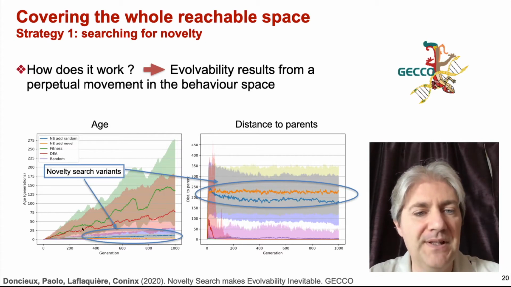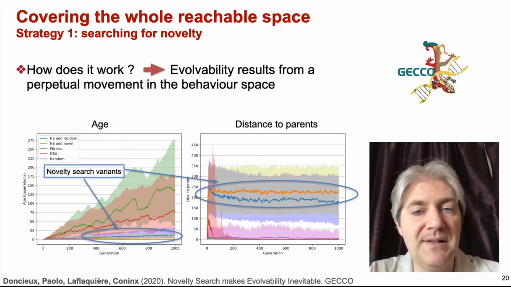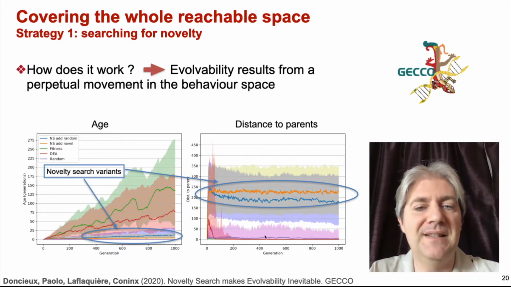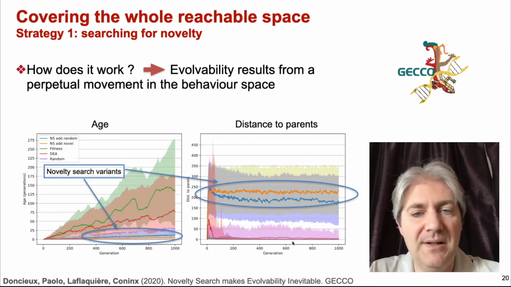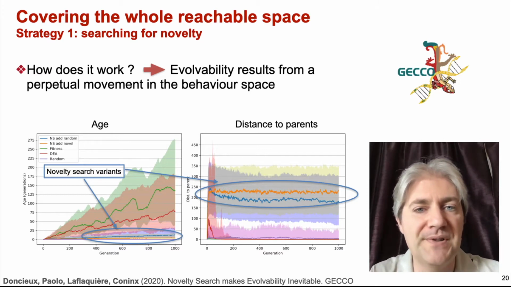If we use the fitness, we can see that the age increases along generations, but with novelty search this is not the case. And if we observe the distance to the parents in the behavior space, we can observe that this distance decreases very rapidly with fitness, for instance, but stays very high with novelty search. So novelty search puts a lot of pressure towards always moving in the space. This is what forces a high evolvability of the process and of the generated solutions.